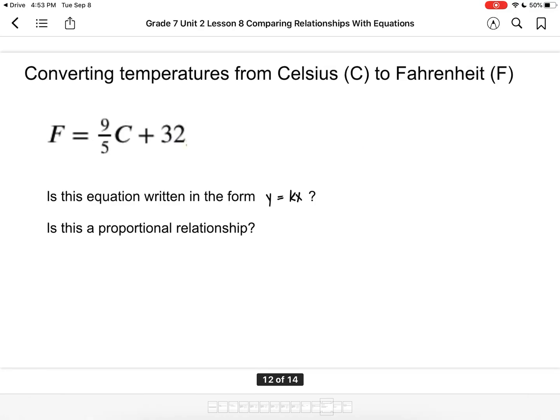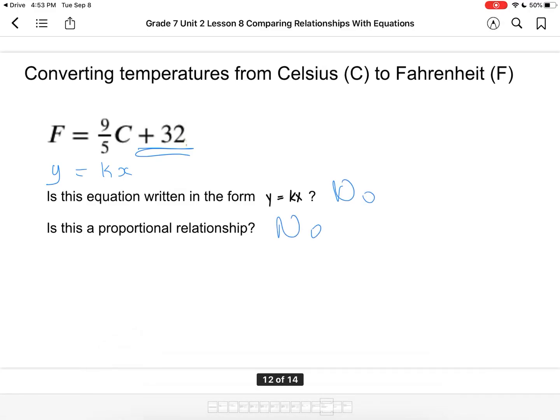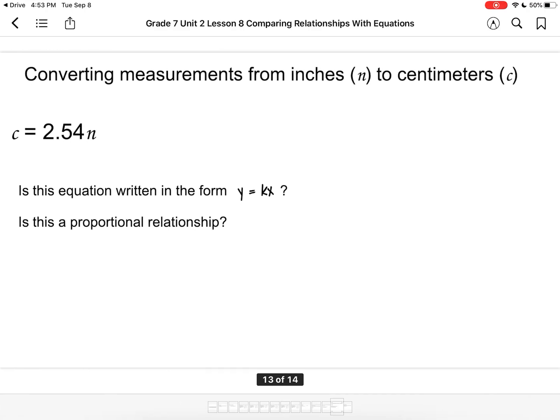So some real life examples, converting temperatures from Celsius to Fahrenheit. Is it written in the form y equals kx? So let's try matching them up here. y equals kx. It's not, because we also have plus 32. That does not fit in with y equals kx. So no, it's not written in that form, and it is not a proportional relationship.